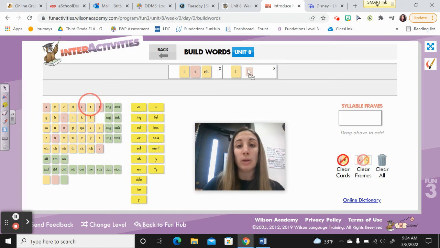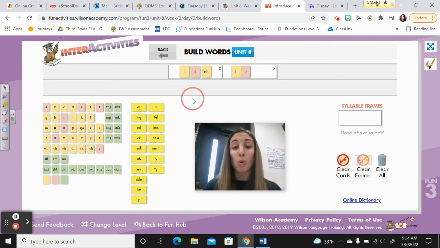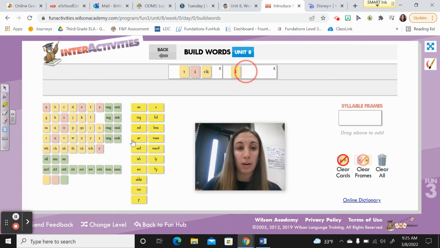So when we mark it, actually, I don't want to mark tickle. I wanted the whole word tickled. So when you have a consonant LE word and you're attaching a vowel suffix, do you remember the rule? Yes, you drop the E. There we go. And then you attach your suffix.